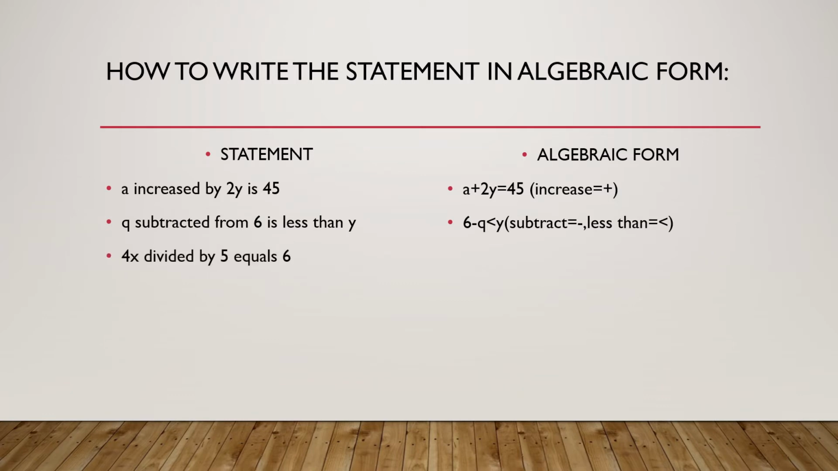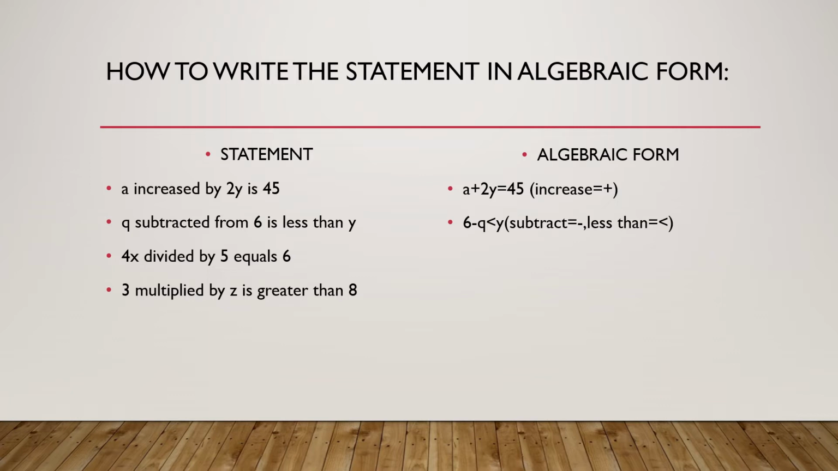Okay, let's take the next example. 4y divided by 5 is equal to 6. Here we are dividing 4y by 5. So 4y should be in the numerator and 5 should be in the denominator, is equal to 6. Let's check the algebraic form.